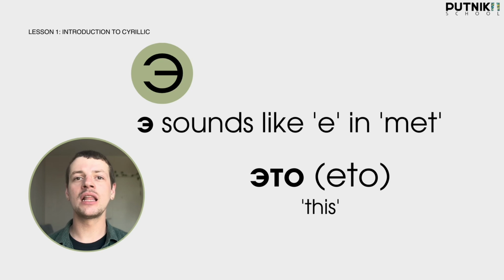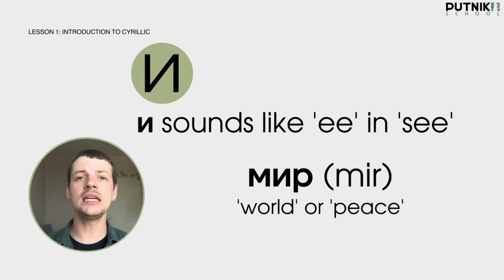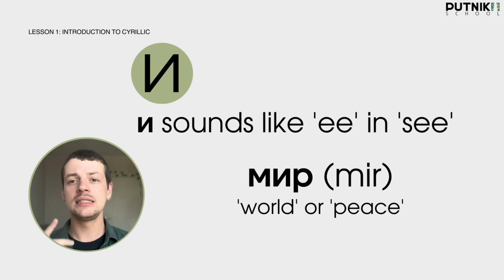E sounds like E in the word met. I met him. For example, eto, which means this. The sound I sounds like double E in see. For example, the word mir, which means world or peace.